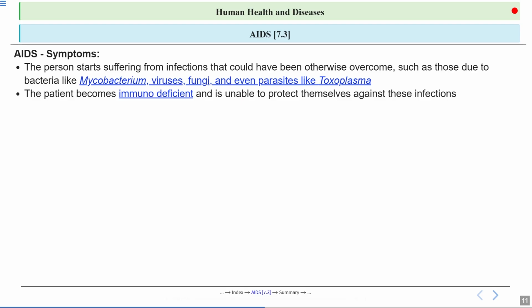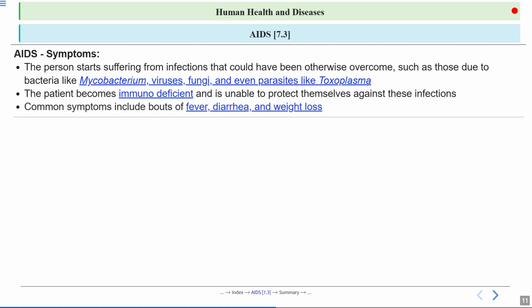Now, as the disease progresses, the patient becomes immunodeficient, meaning their immune system is too weak to protect them. This is why people with AIDS are much more vulnerable to infections. The common symptoms you might see include repeated bouts of fever, ongoing diarrhea, and noticeable weight loss. These are the symptoms of AIDS. These are the signs that the body is struggling to cope with infections and cannot maintain normal health.